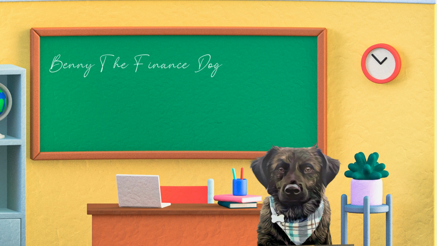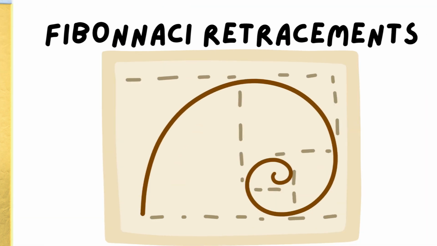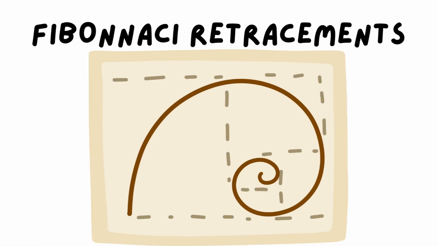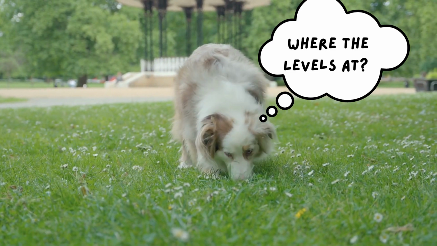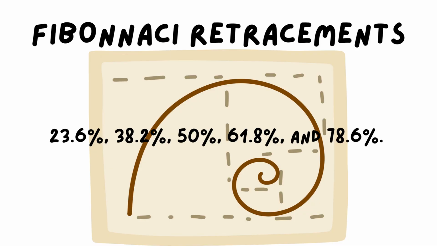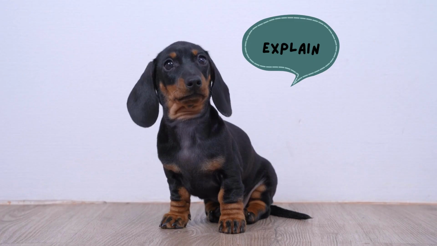Welcome to my channel. Today, in addition to going over a trade, I want to explain another technical analysis tool at your disposal, Fibonacci Retracements. Let's begin. Fibonacci Retracements are a technical analysis tool used to identify potential support and resistance levels in a market. They are based on the Fibonacci sequence, which is a series of numbers where each number is the sum of the two preceding numbers. The most commonly used Fibonacci retracement levels are 23.6%, 38.2%, 50%, 61.8%, and 78.6%.